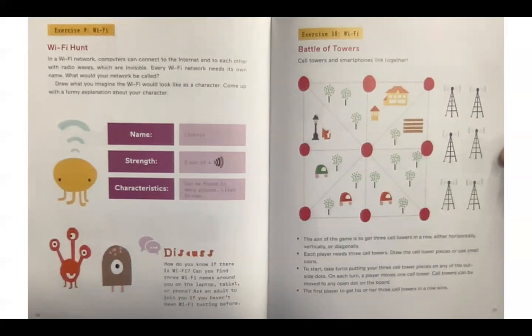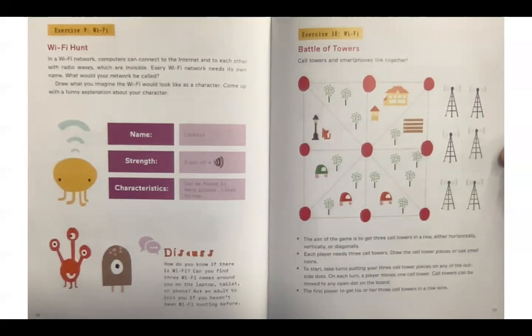Exercise 10, Wi-Fi. Battle of towers. Cell towers and smartphones link together. The aim of the game is to get 3 cell towers in a row, either horizontally, vertically, or diagonally. Each player needs 3 cell towers. Draw the cell tower pieces or use small coins.